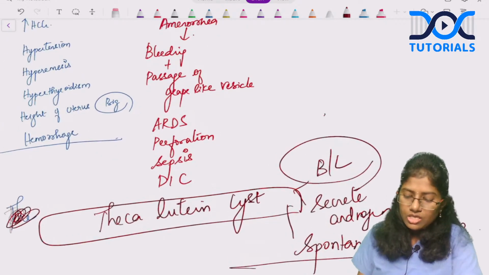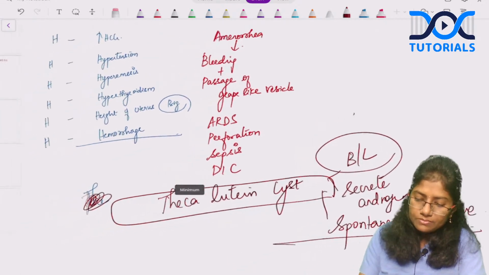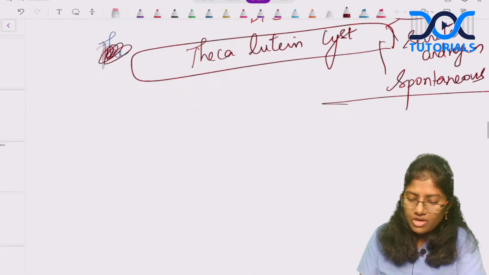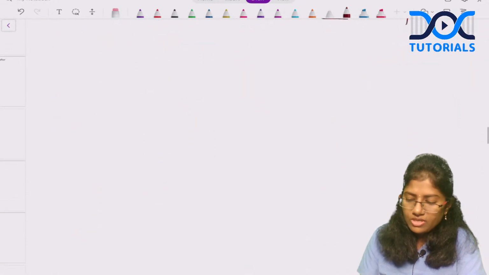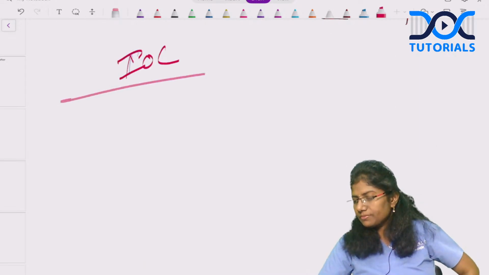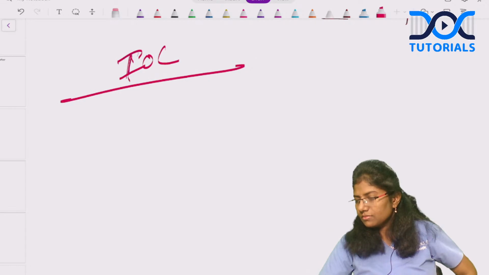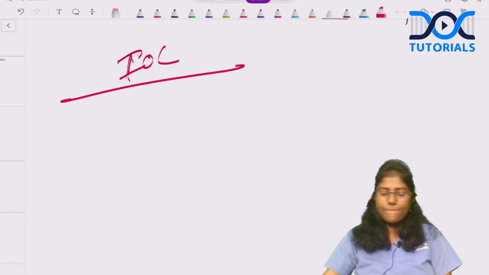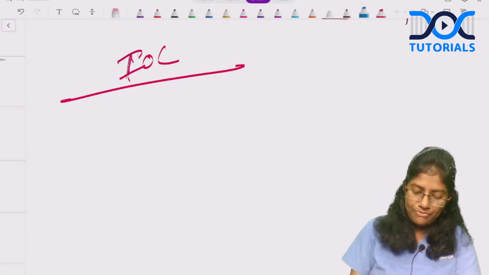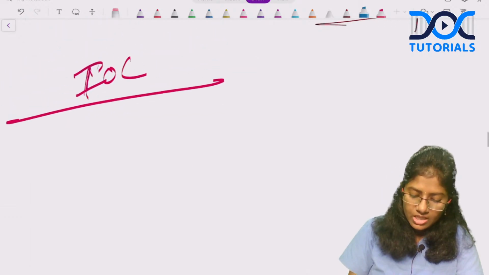So what is the investigation of choice here? Guys, what is the investigation of choice here? Come on guys. Yes? The investigation of choice is ultrasound.